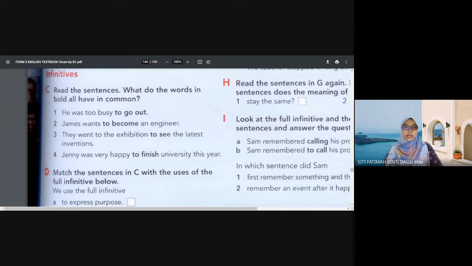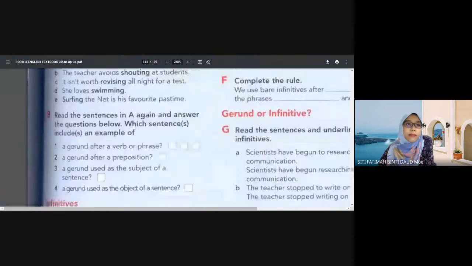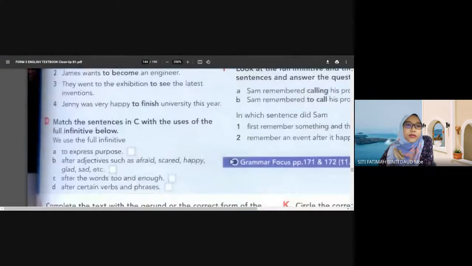He was too busy to go out. James wants to become an engineer. They went to the exhibition to see the latest inventions. Jenny was very happy to finish university this year. So this similarity is the word. What's the word? The word to here. Okay, he was too busy to go out. To. So remember, gerund is -ing, infinitive is to.